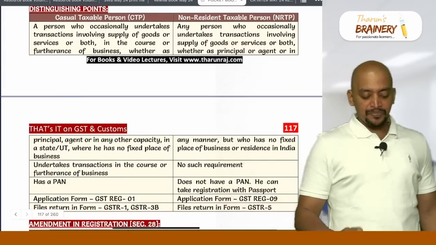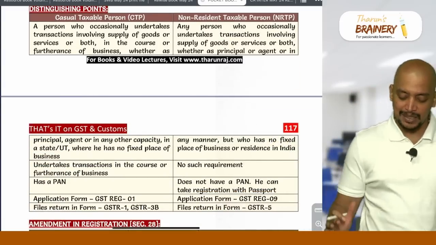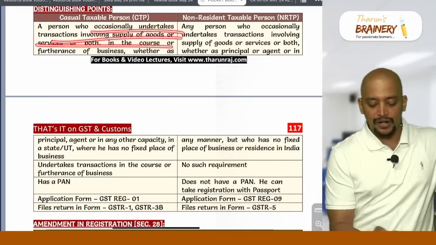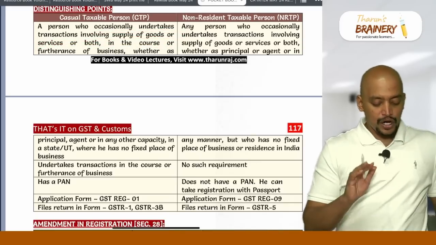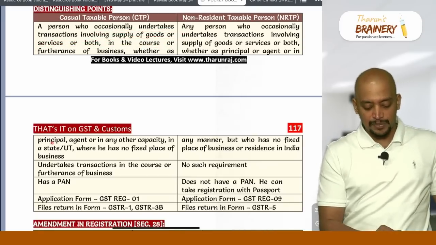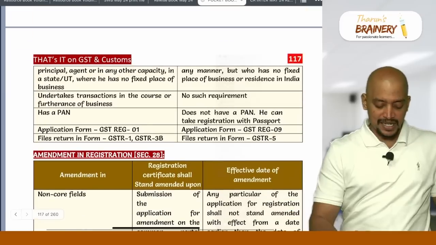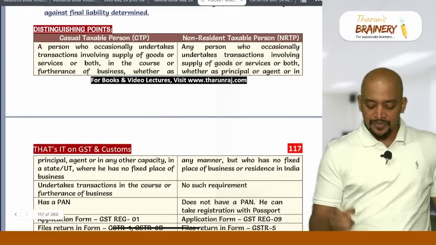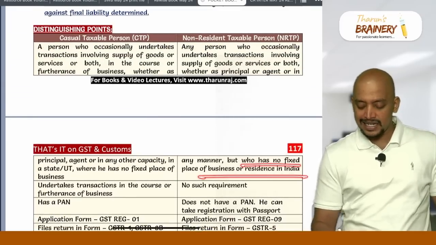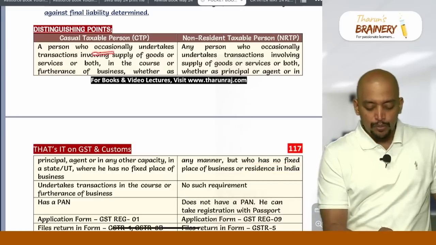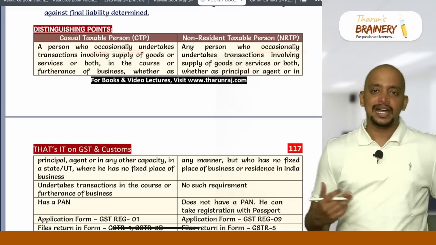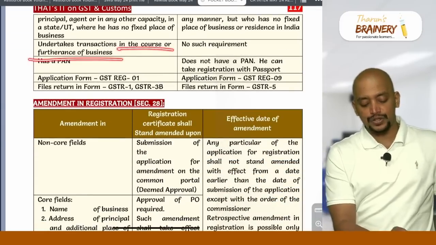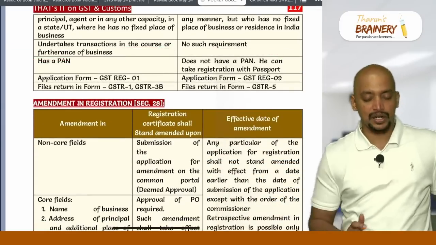Then distinguishing points, if you see between CTP and NRTP, is that CTP is a person who occasionally undertakes transaction involving supply of goods or services, or both in the course or furtherance of business, whether as a principal or agent or any other capacity in the state where he has no fixed place of business. Whereas NRTP, where in India he is not having any fixed place of business. Both cases they occasionally come and make supply of goods or services. Whereas CTP undertakes the transaction in the course or furtherance of business, NRTP no such requirement.